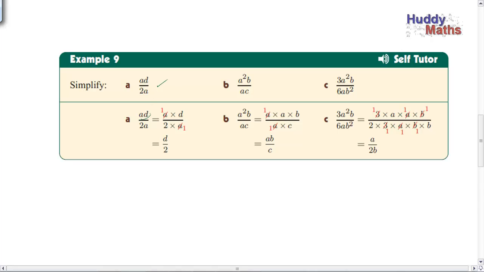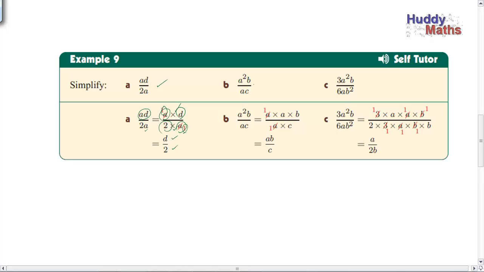We're looking for something they both have. Well, if we think about what AD means, we leave out the times. It means A times D, and 2A means 2 times A. Gee, there is a common factor. We can divide A into itself there, it goes once. A into itself here goes once. So that goes out, and we're left with just D over 2: 1 times D left in the top line, and 2 times 1 left in the bottom line.